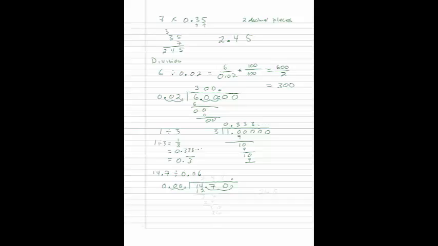So this in essence becomes 6 into 1,470. 6 into 14 twice. 2 times 6 is 12. 6 into 27 4 times. 4 times 6 is 24. 6 into 30, 5 times. 5 times 6 is 30. So our answer to this becomes 245.